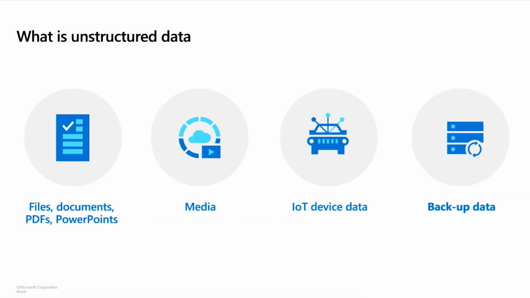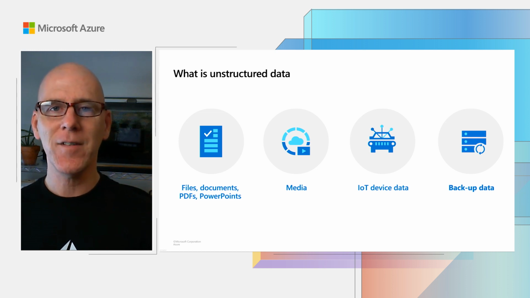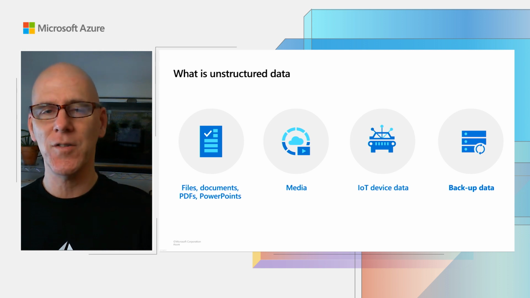So I first want to touch on what unstructured data is. Basically, it's not structured like a database with a schema. Unstructured data includes types such as files, whether produced by an end user or a system, such as a change order or an invoice. Media, including audio, images, and video. IoT and device data, whether from an autonomous car sensor array or the thermostats we have in our homes. And lastly, backup and archive data from both on-premises produced as well as in the cloud.